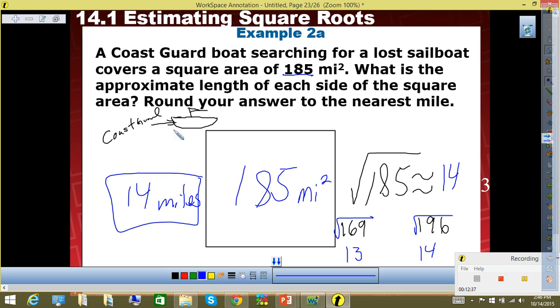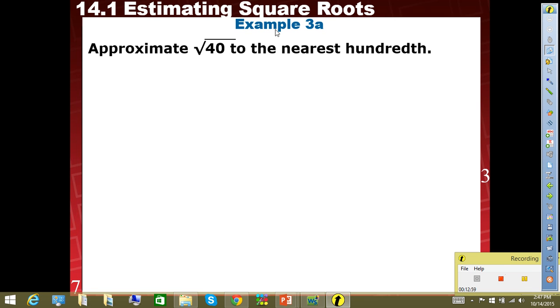However, right now we're only doing what? Estimate. This is what this means. We're only estimating. Now I want us to find an estimation, but now closer to the decimal point. So watch. Let's go to the next one. Copy this one, example 3A. Approximate square root of 40 to the nearest tenth. Just copy that, and I'm going to show you the process. Here we go.